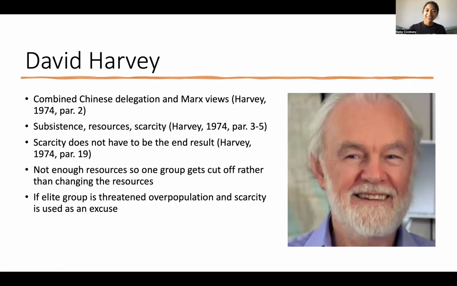David Harvey is the next theorist we will be discussing. Harvey combined Chinese delegation and Marxist views. He analyzed neoliberalism. Liberalism is separating the lives of citizens from the government. Neoliberalism is the exact opposite. Neoliberalism is the government and these institutions having a huge impact on the personal lives of the citizens. David Harvey also believed that scarcity is not an end result, it's just the end result that we have in mind.